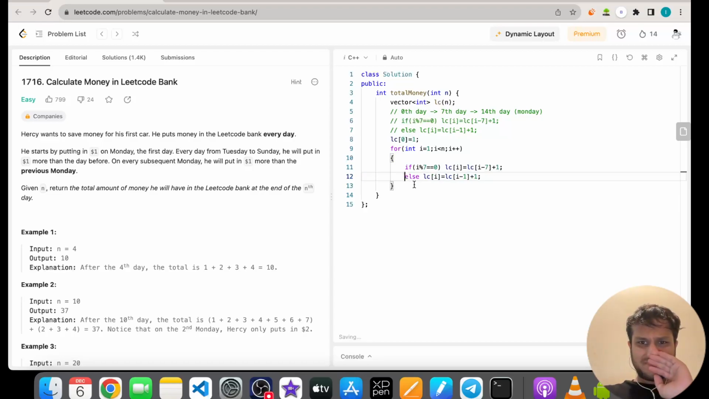All right, and we'll simply have to return the total amount, right? So we'll add up all the coins and return it. So int answer equal to 0, for val in LeetCode coins, that is our money, answer plus equals val. We'll simply return our answer.